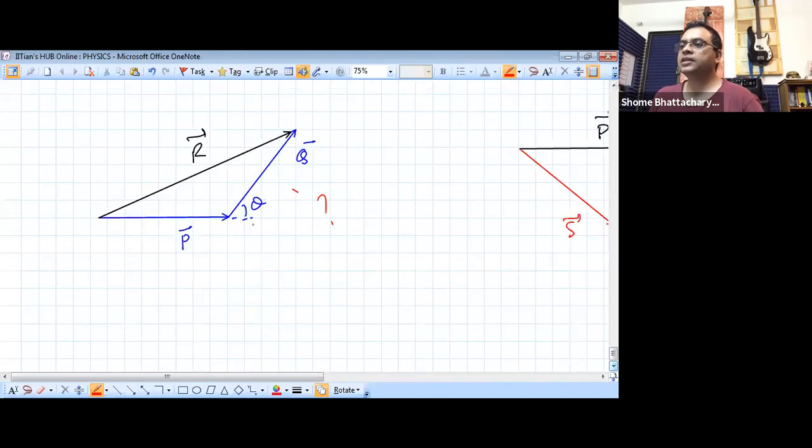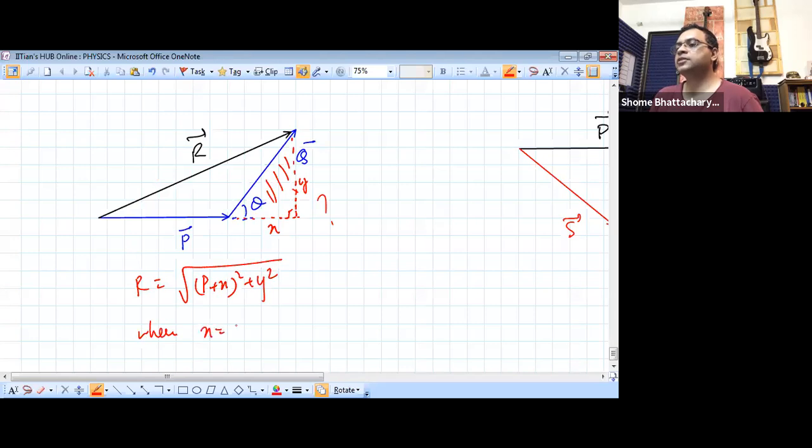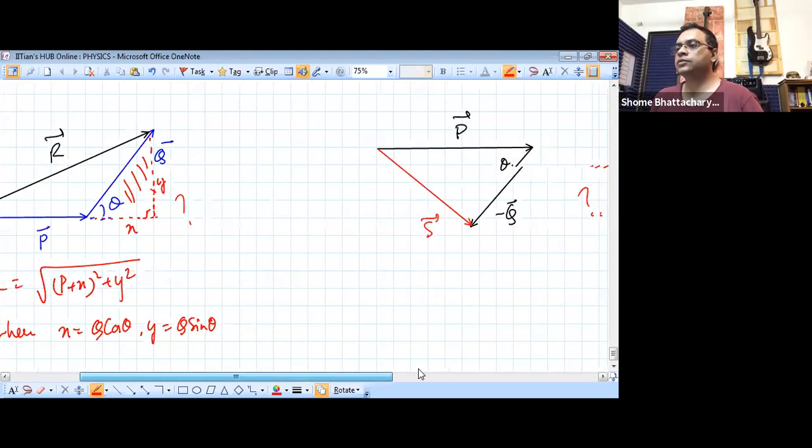How did we solve this triangle? We drew a perpendicular from here and wrote this as x and this as y, and we started by solving this triangle. And we saw that in the larger triangle r became the square root of (p plus x) whole square plus y square, where from the smaller triangle x was q cos theta and y was q sin theta. A very similar thing we will now do in this one.